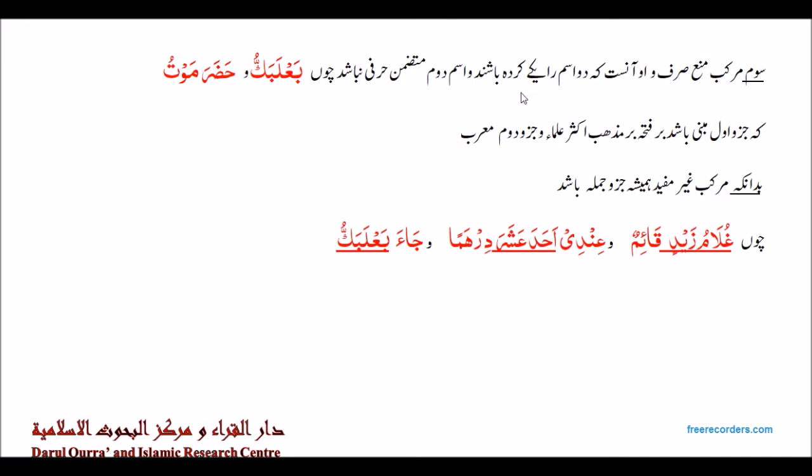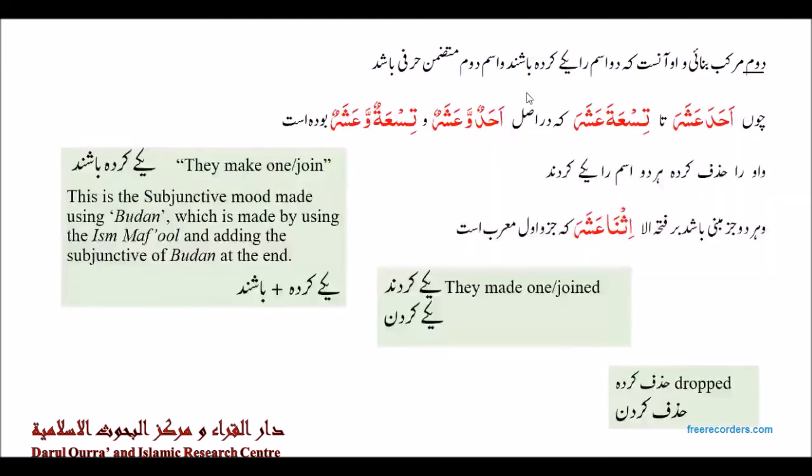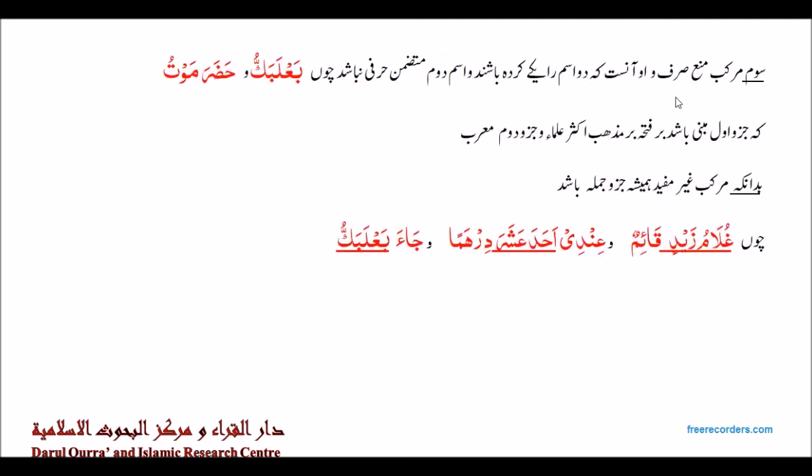So you can see how this line that we're translating is very similar to the previous one, very similar to this line in Murakkab Binai. So in Murakkab Man'a Sarf, he says, do ism ra yake karda bashand, they made two nouns one. In other words, they joined two nouns. Yake karda bashand, they joined do ism, two nouns. So in here as well, two nouns have been joined together. But what's the difference between this and the previous one?